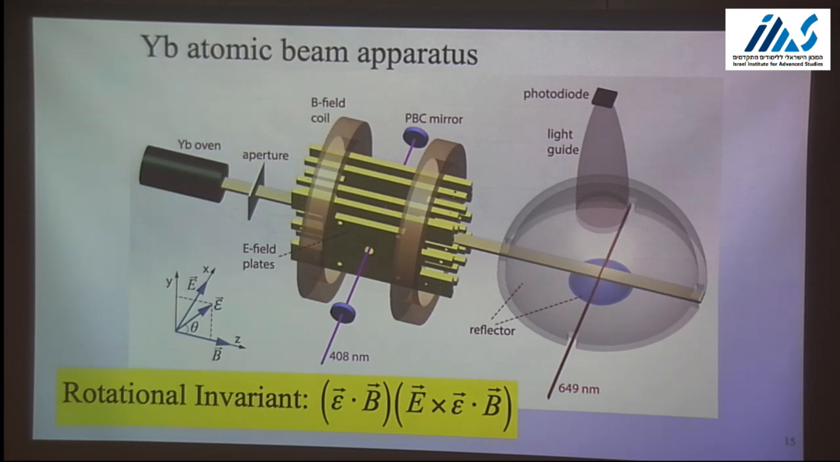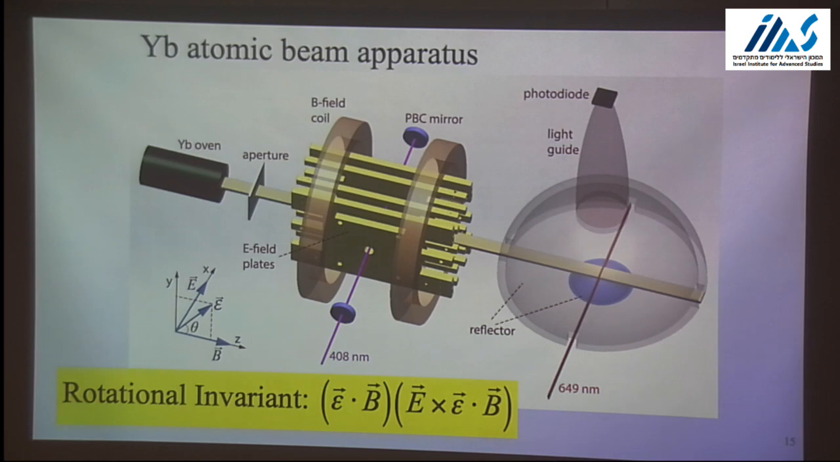All right, so here we have our Ytterbium oven, and we make basically a hole in this oven. We heat it to some few hundred degrees Celsius, and then we have atoms coming out. This is called an atomic beam. We collimate them with some kind of an aperture, and then they fly into the interaction region. And in this interaction region, the interaction happens between this 408 nanometer laser and the atoms over there.